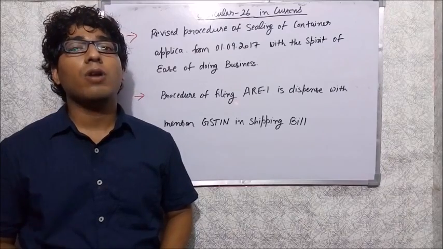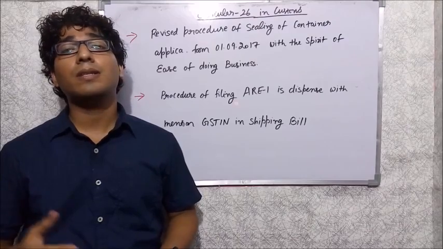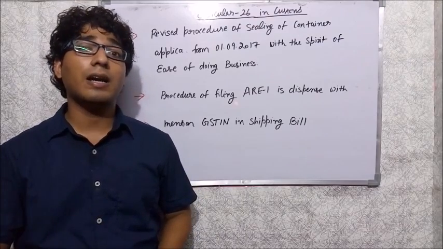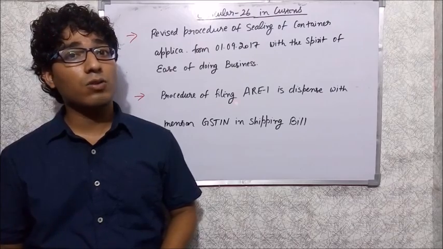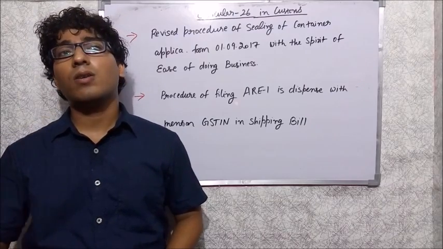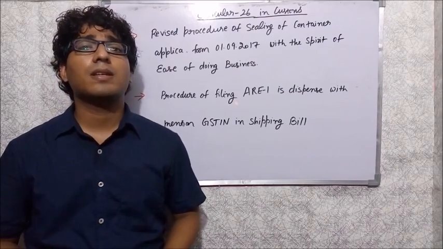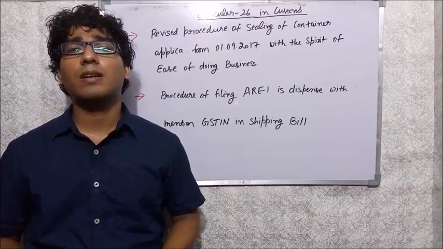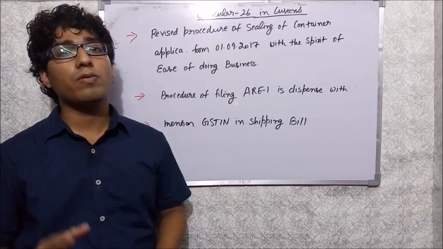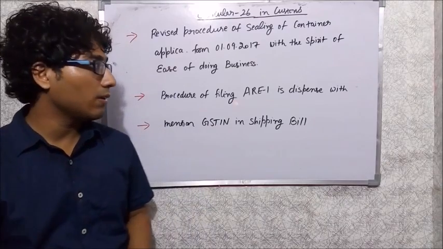Up to that you have to follow the same scheme for sealing of container, and the scheme is self sealing at the factory, then sealing under the supervision of the central excise officer, or sealing at the container freight station or inland container depot. So there are three prescribed schemes or methods for sealing of container, but now there is a certain modification in line with the ease of doing business slogan of the government.